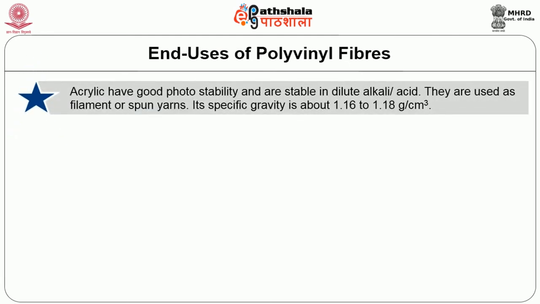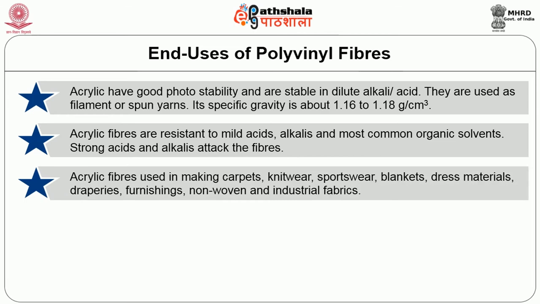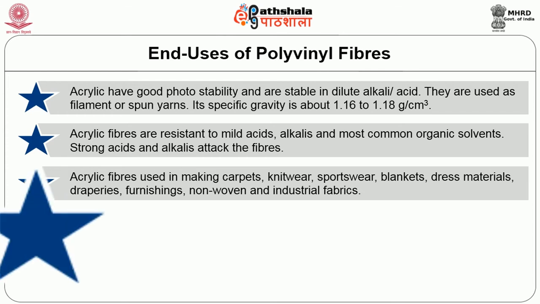Acrylics have good photostability and are stable to dilute acids and alkalis. They are used in filament or spun yarn form. Specific gravity is about 1.16 to 1.18 grams per cubic centimeter. Acrylic fibers are resistant to mild acids, alkalis, and most common organic solvents. Strong acids and alkalis attack the fibers. Acrylic fibers are used in making carpets, knitwear, sportswear, blankets, dress materials, draperies, furnishing, non-woven and industrial fabrics.